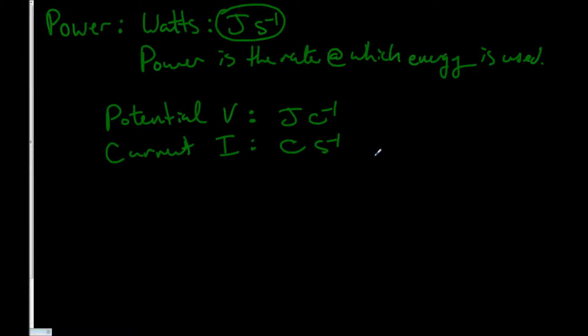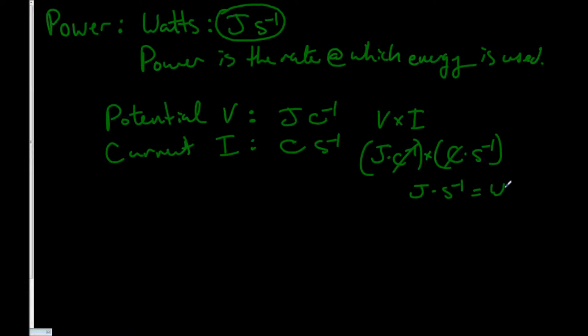If you take a look, we see joules, we see seconds, and we see coulombs to the power of -1. So if we take these two units, V times I, what we should end up with is the units for power. We multiply coulombs to the power of -1 times coulombs. They cancel off, and our remaining units are joules per second, which is equal to watts.